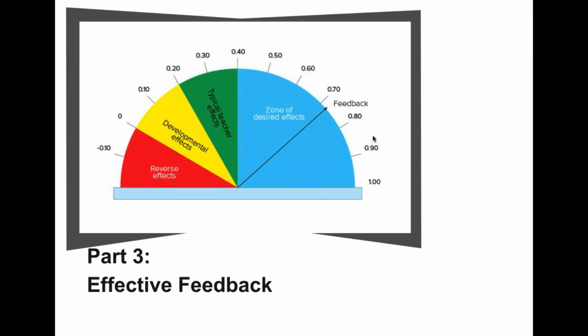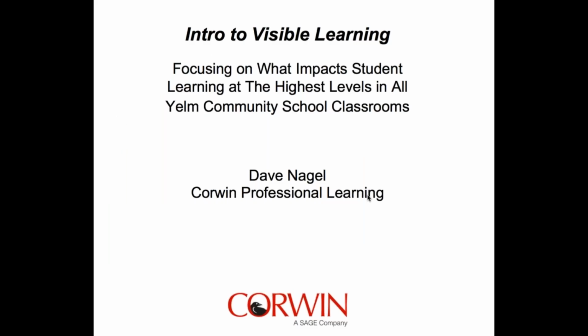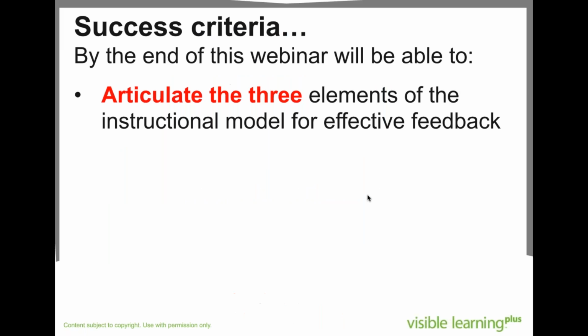We're going to dig into that a little bit today as an overview, with a couple of reads in the handout, and then we'll jump into a case study at the very end. Hopefully you've got your working handout with you. Our simple 1 point for success criteria for today: hopefully you'll be able to articulate the 3 elements of the instructional model for feedback. There are some other pieces I want to share, but that's really the main takeaway.